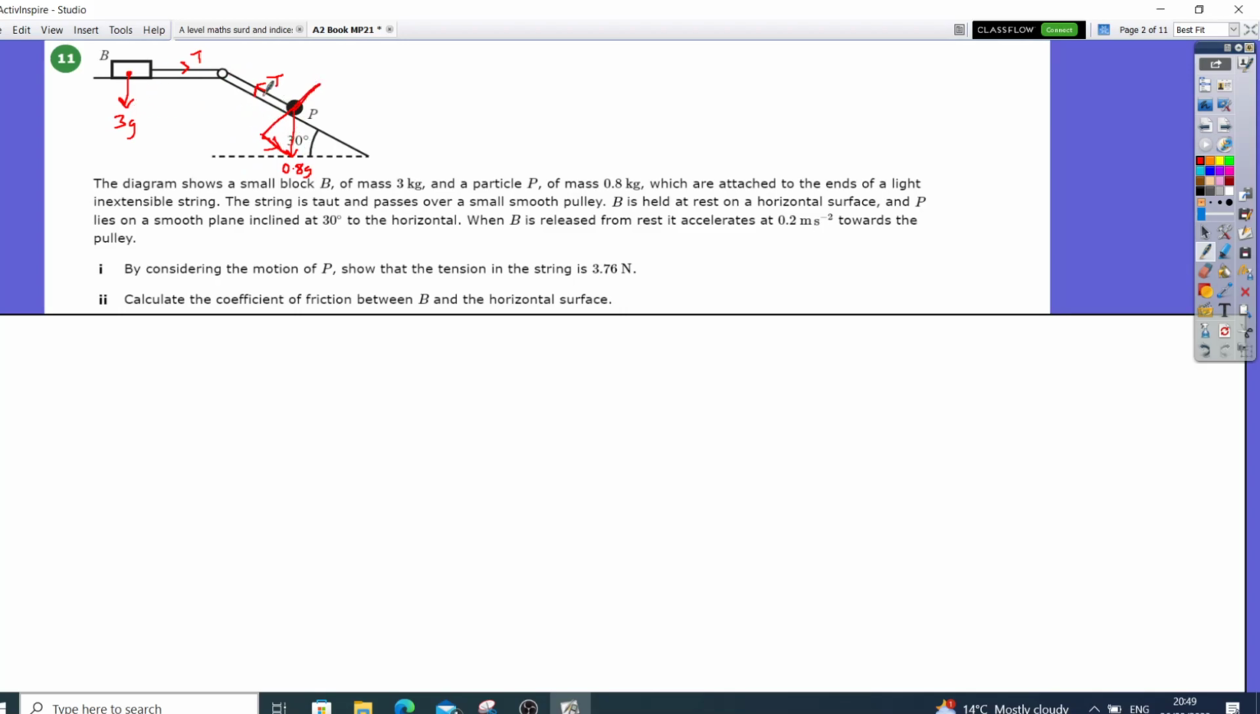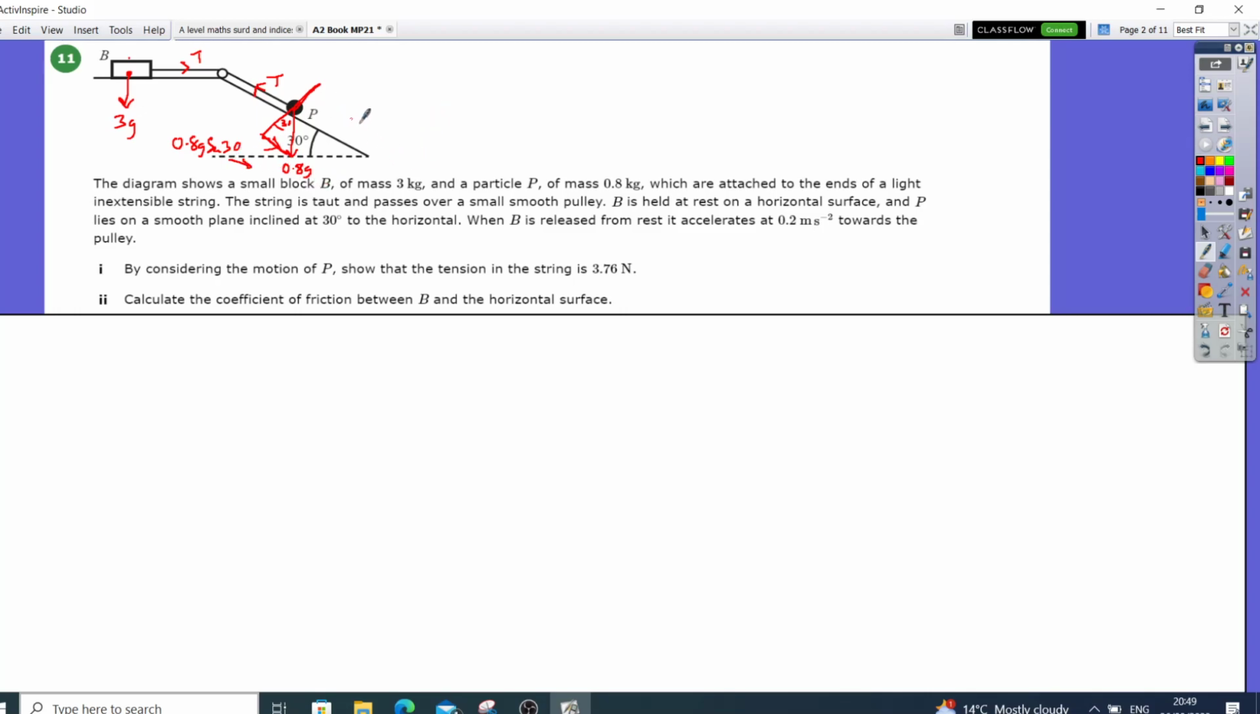Here there's a reaction Rn, and this will have a reaction, I'm going to call it Rp, which we'll probably need for the second part. So let's have a look at this so far. We just need to know the force coming down the slope. Because that's 30 degrees, that's the opposite, and the hypotenuse is 0.8g, so it's 0.8g sine 30, coming down.